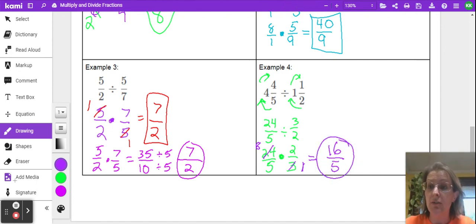If you want to turn it into a mixed number, you can, but it's fine to leave it improper. Just make sure that it will not simplify. Nothing will go into both 16 and 5 because 5's only factors are 5 and 1. We don't care about 1. It doesn't do us any good. And 5 doesn't go into 16. So we can't do anything with that.